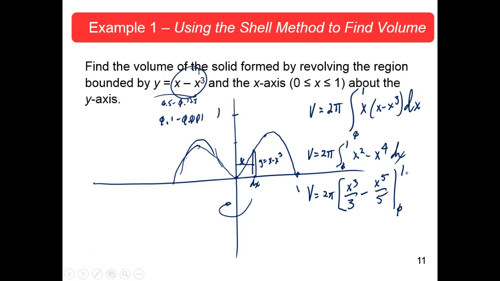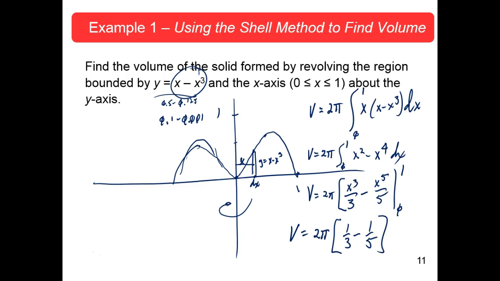Now, this is a tough one to evaluate, so let's dig in and see what we can get. 2 pi times, I'll do the 0 part, you do the 1 part. What do you get when you plug in a 1? It's not that hard. 1/3 minus 1/5. I'll do the 0 part, minus 0 minus 0. Okay, got it. Done.